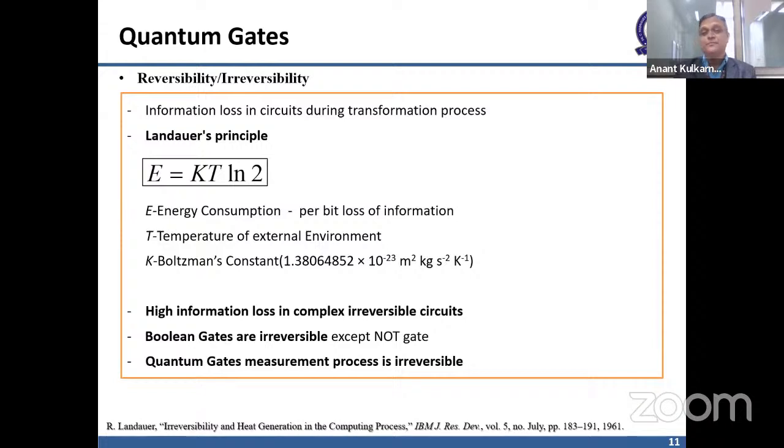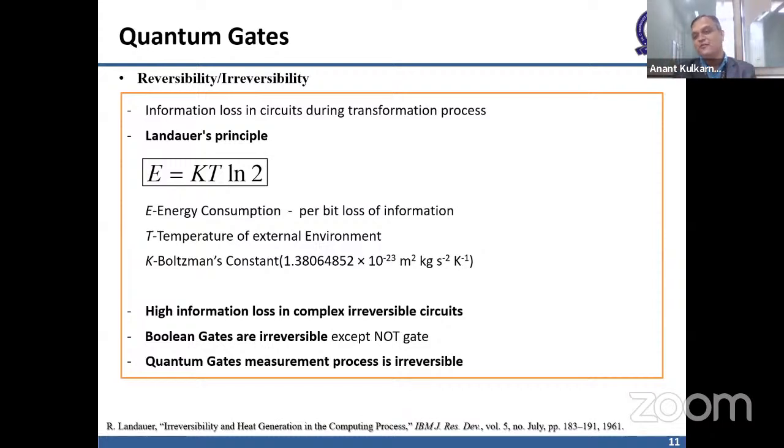Now, how much is this heat dissipation? This heat dissipation is kT natural log 2. What is this k? k is the Boltzmann constant. Its value is 1.38 times 10 raised to the power of minus 23. I am not going into the details of the units, it will take time. T is the temperature of the external environment. This is very, very important: in which environment you are carrying out this information transition. And E is the energy consumption, that is per bit of information lost, right? As I said, k is the Boltzmann constant.